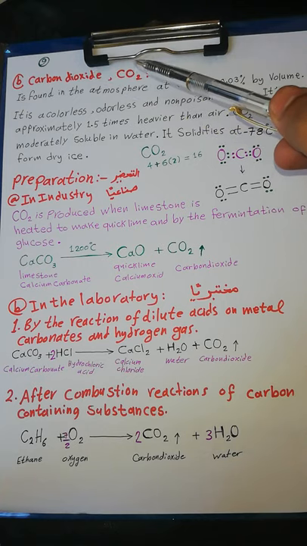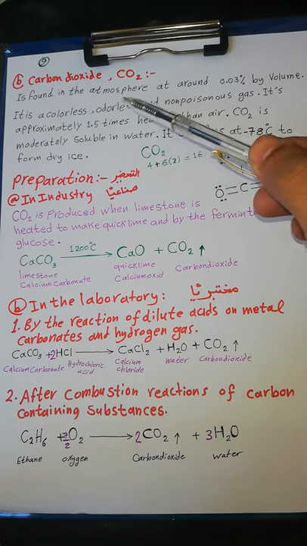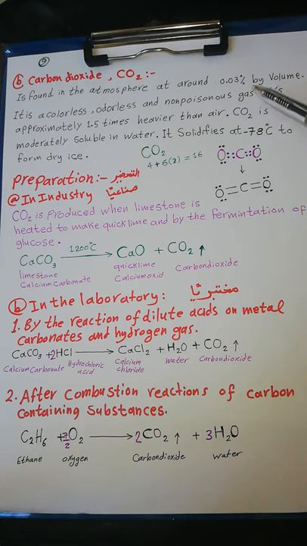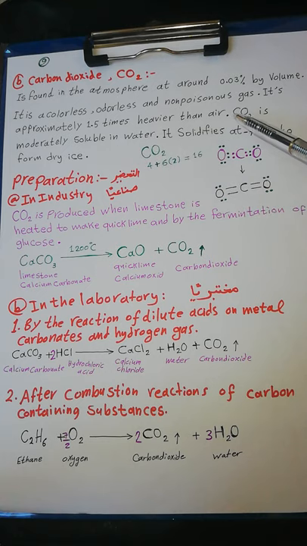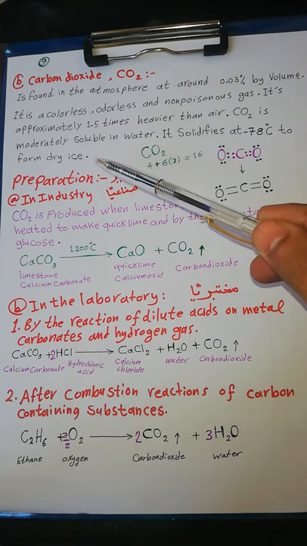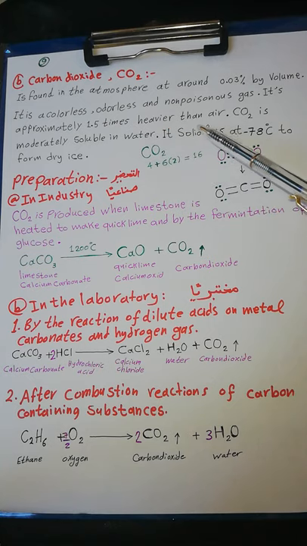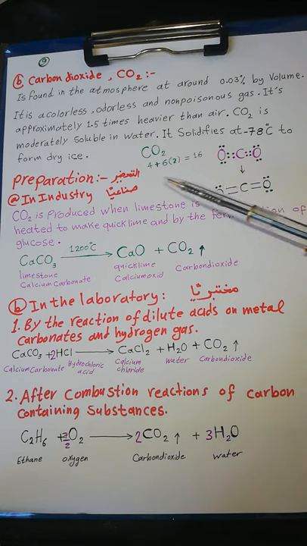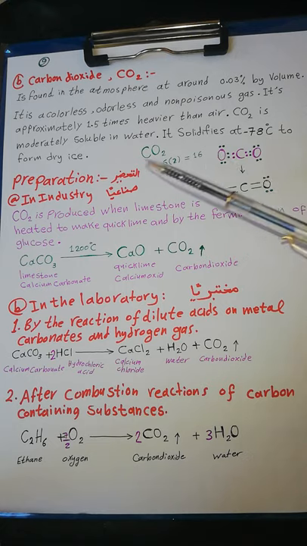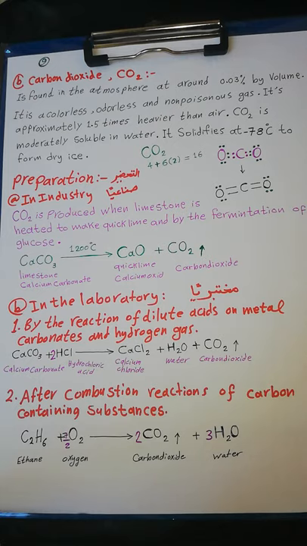Carbon dioxide, CO2, is found in the atmosphere at around 0.03% by volume. It's a colorless, odorless, and non-poisonous gas. It's approximately 1.5 times heavier than air. CO2 is moderately soluble in water. It solidifies at -78 degrees centigrade to form dry ice. If I ask you a question here, can you give me a definition of what is dry ice?